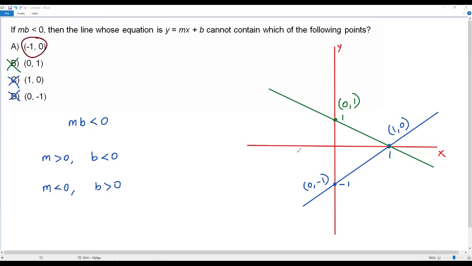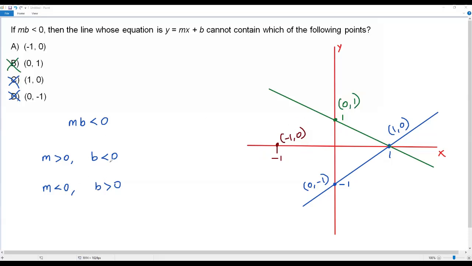Now let me plot this point on the xy plane over here. Since its x coordinate is -1 and its y coordinate is 0, it has to be an x-intercept. So -1 has to be marked over here. So this is the point (-1, 0). The point we have in option A has been plotted over here.